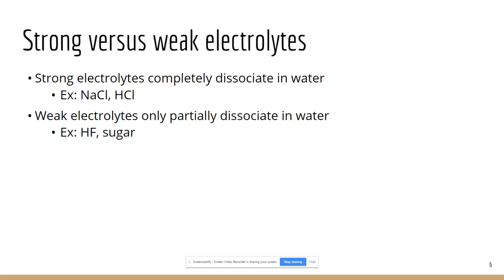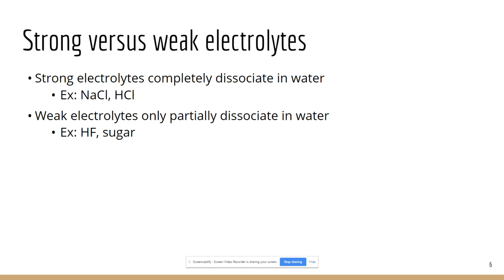Right, so in order to be an electrolyte, there has to be dissociation. Dissociation means that we're just breaking things apart. So for example, instead of having NaCl, I've got the Na+ ion going one direction and the Cl- going a different direction. Things that are strong electrolytes completely, 100%, dissociate in water.